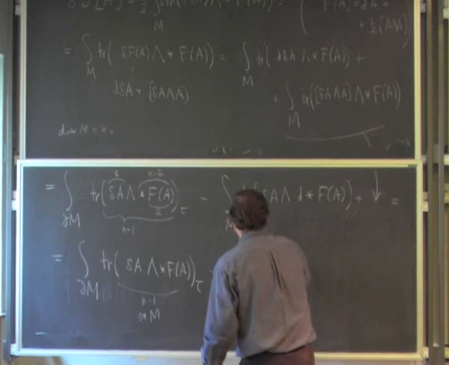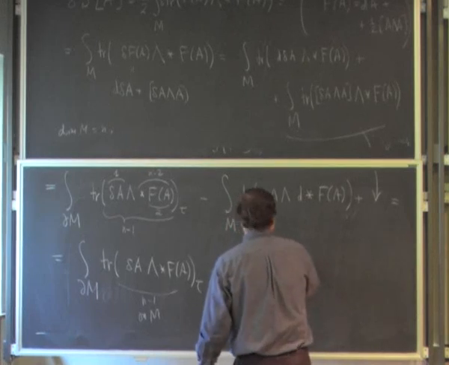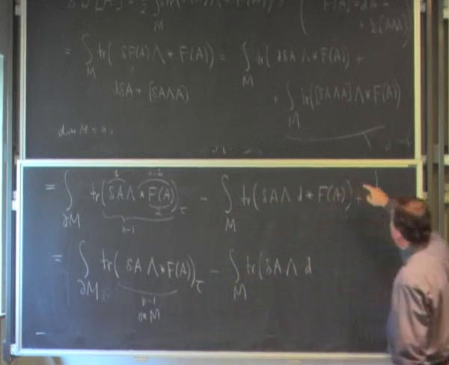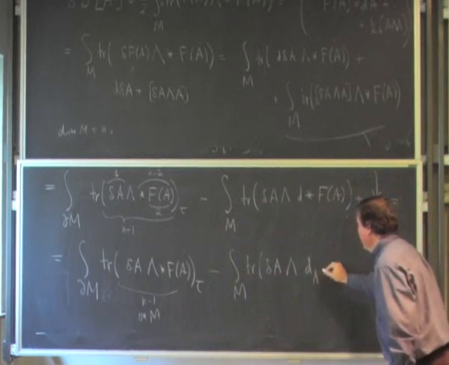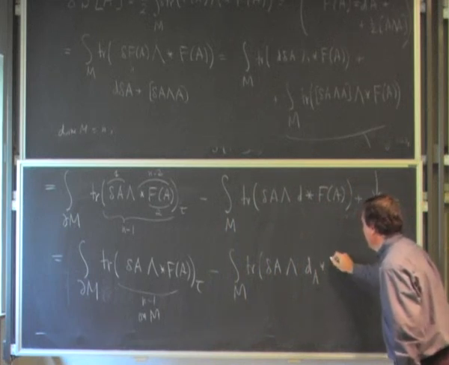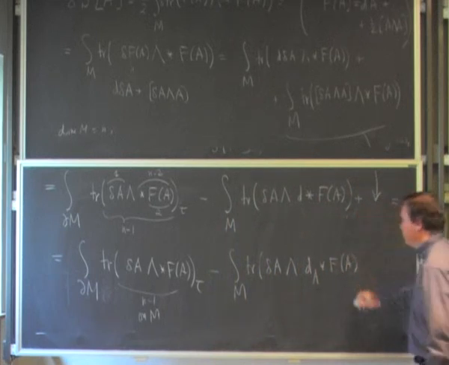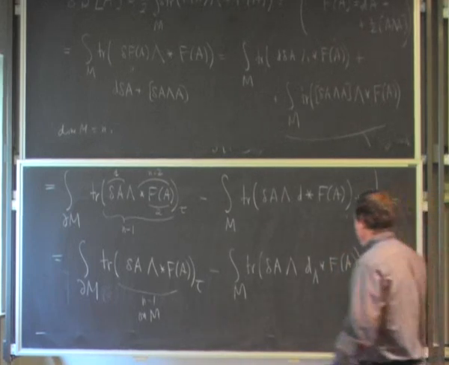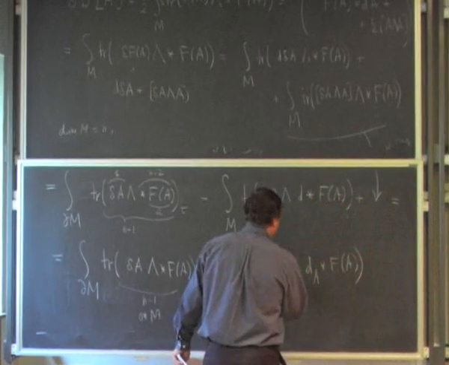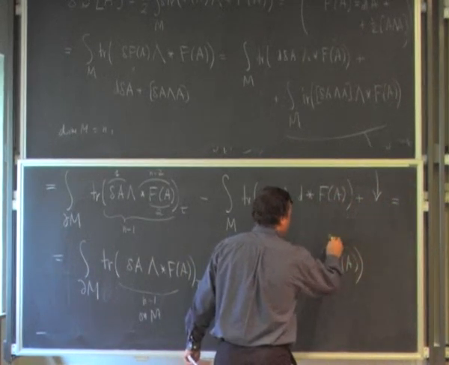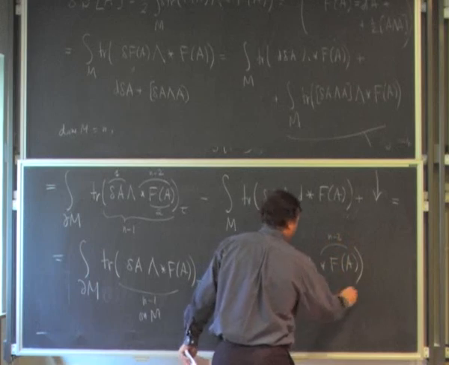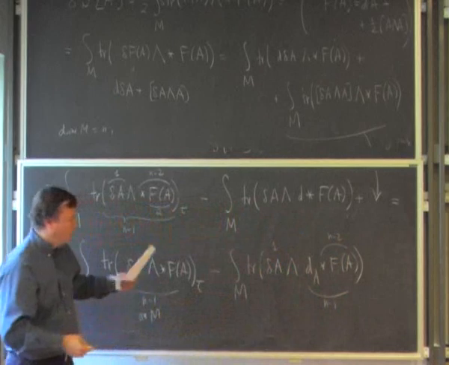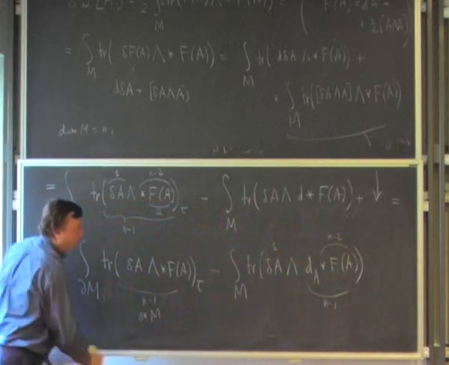Minus, and then if you think about it, you will convince yourself very easily that what is written here is simply the covariant derivative of star F of A. And this is n-2, this is n-1 altogether, this is a 1-form, so it's an n-form, we can integrate it over M.